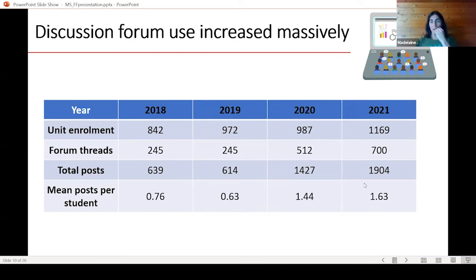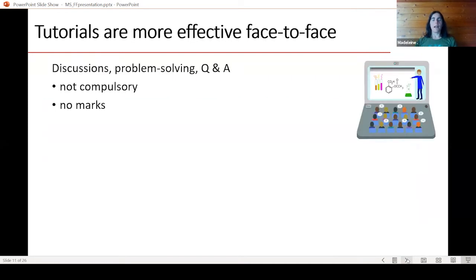Actually, I should get those numbers for 2022 now. The semester's about to end, and we can see if those numbers have stayed very high. The students were desperate for places to ask questions, and they were just posting madly on the discussion forum. We didn't see any correlation, however, between discussion forum activity and final performance.